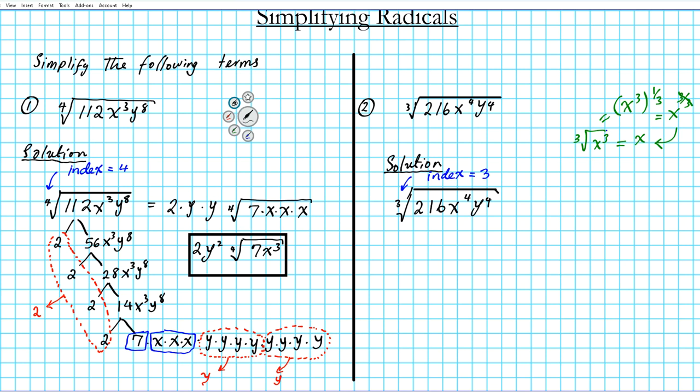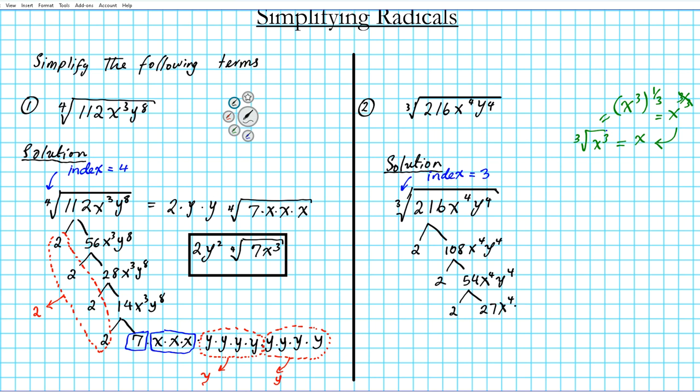So let's go ahead and break down 216. Remember, we're using our prime numbers. Since this is even, 2 is the smallest prime that goes into it. So take out 2. 2 goes into 216 108 times. This is still even. Take out another 2. 2 goes into 108 54 times. That's even. We can take out another 2. 2 goes into 54 27 times. Now it's odd.